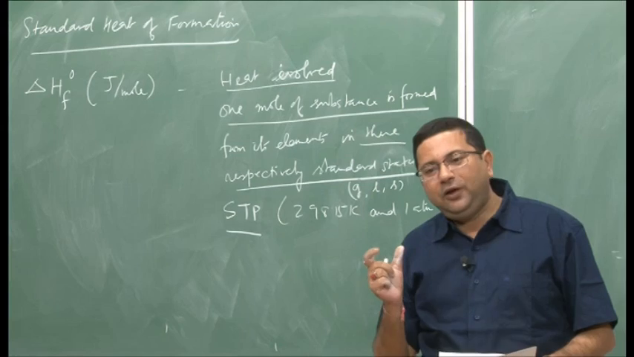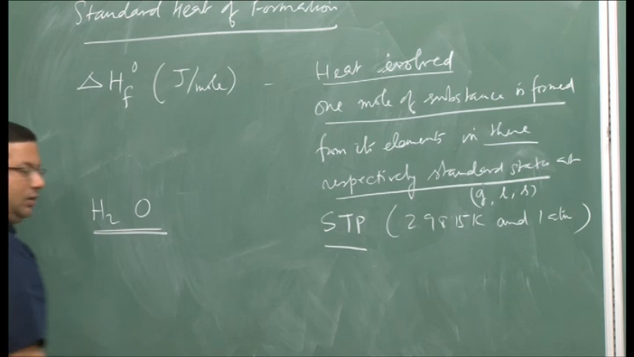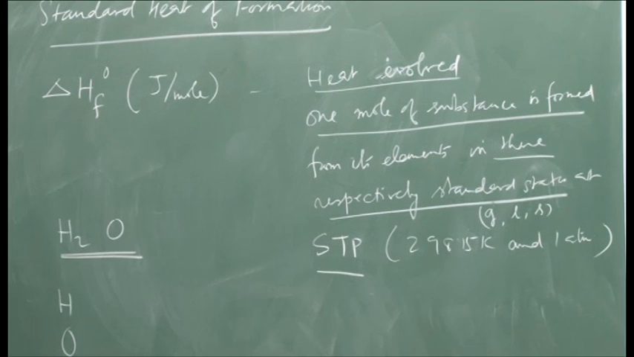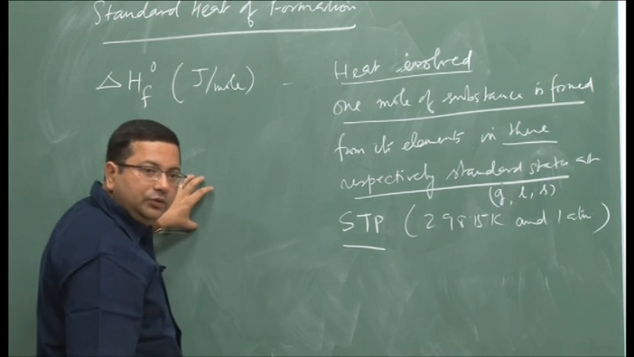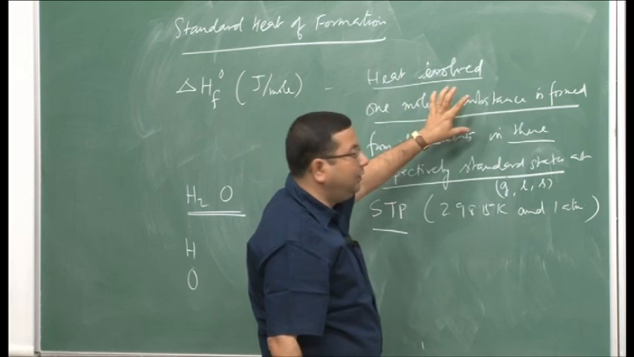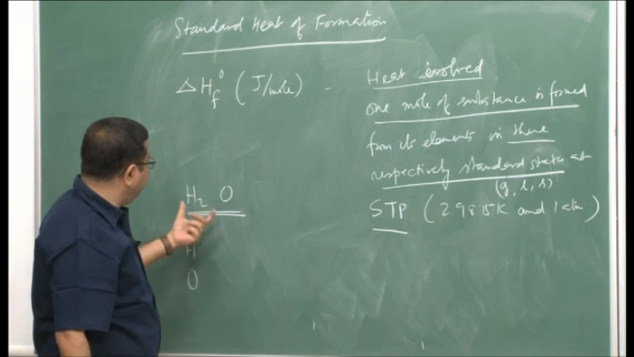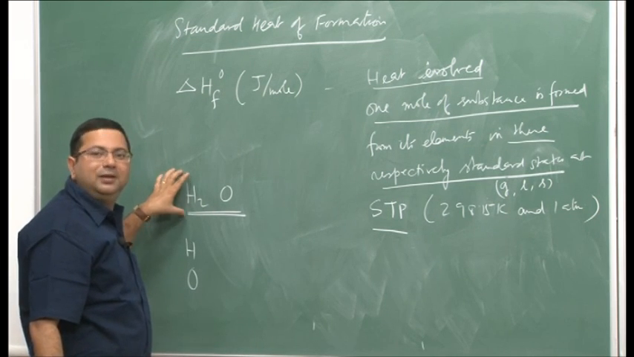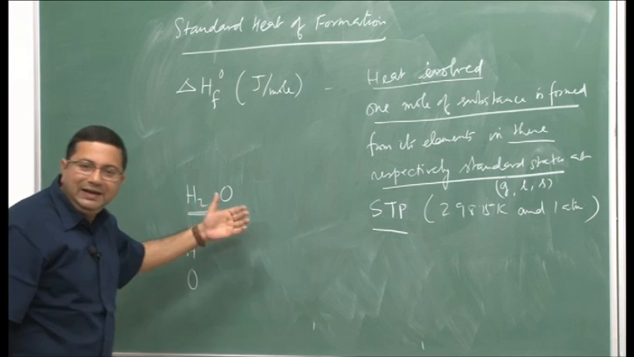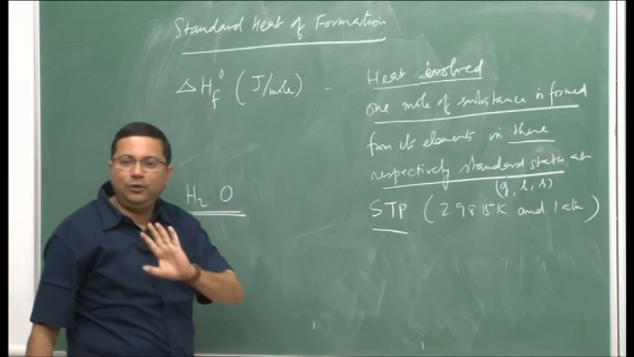So, every element, for example, let us look at water vapor. What are the elements present in this water vapor? We have hydrogen and oxygen, 2 atoms. So, these are the elements. So, when water vapor is produced by hydrogen and oxygen at a standard state, then the heat evolved to produce 1 mole of water vapor is called heat of formation of water vapor. So, it can also be said that the heat of formation is the enthalpy of water vapor at standard temperature and pressure minus the enthalpy of hydrogen and oxygen at standard temperature and pressure.